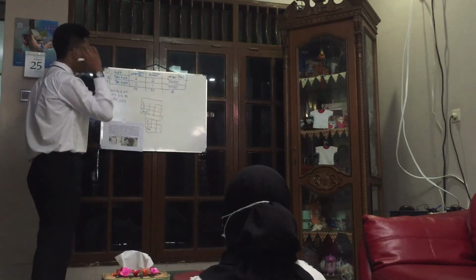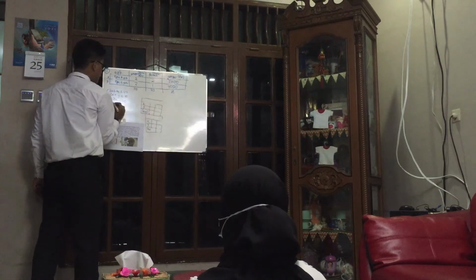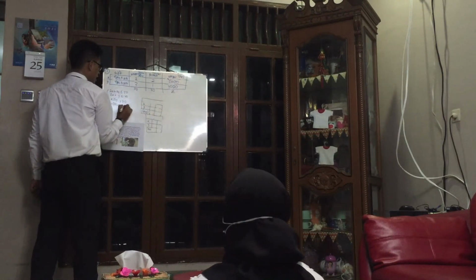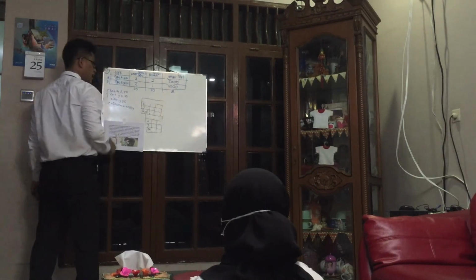And the next is the objective function. Z equals 5000x plus 4000y. Okay, step 1 is done.